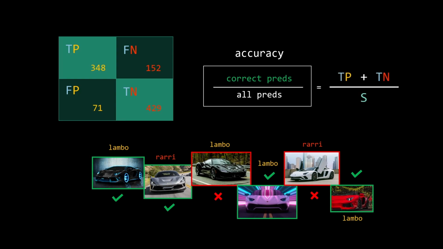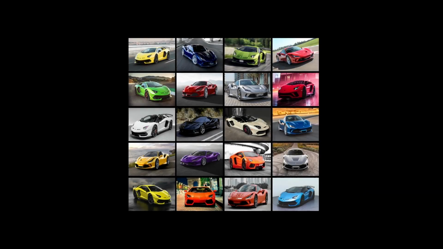Putting this together into an equation, we get TP plus TN over S. Next, let's take a subsample of 20 images instead, where we say that the model predicts the yellow as Lambo, and the red as Rarries. And of these, let's just focus on the positive, the Lambo predictions for a moment. Of these positive predictions, let's extract the ones that are actually Lambos in the numerator.